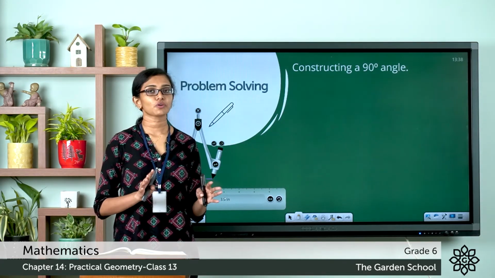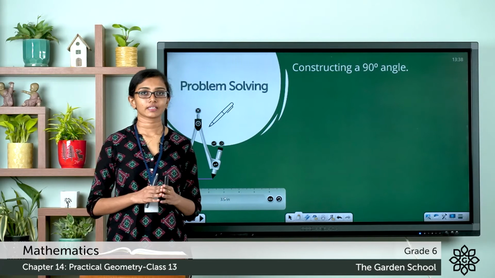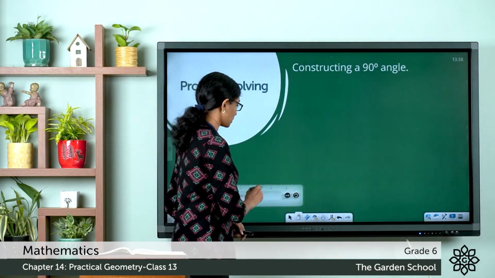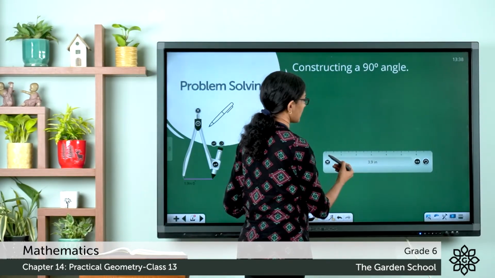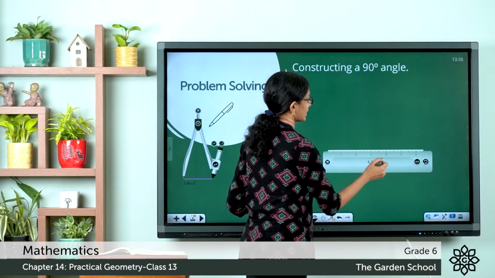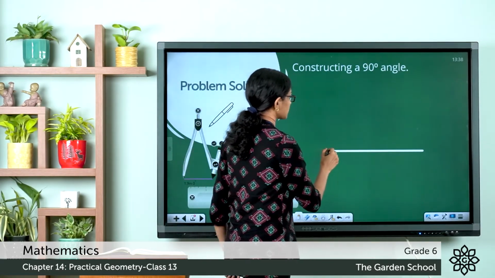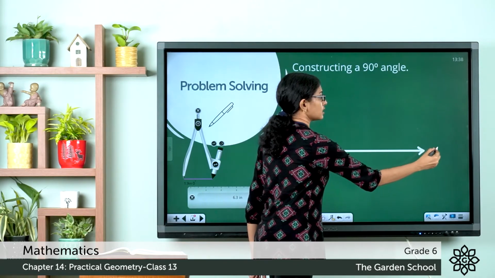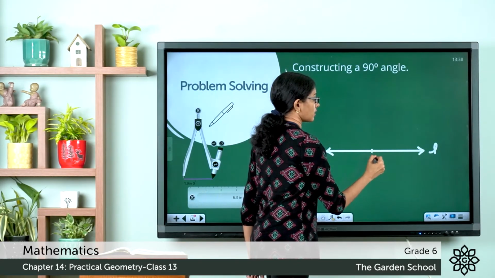The first step is to draw a line L of any length. So let's do that now. With your ruler, draw a line L of any length. Now let this be line L. Mark a point P on it.